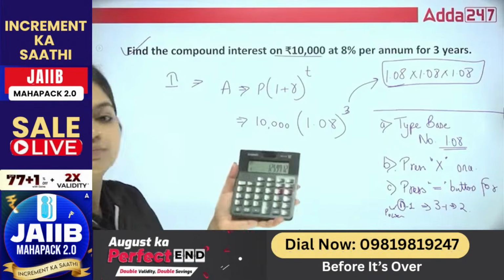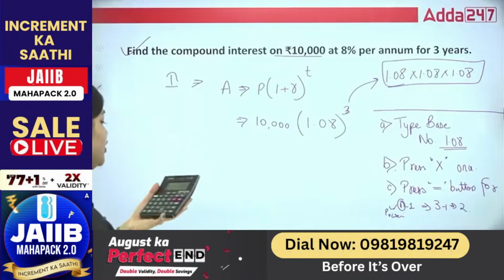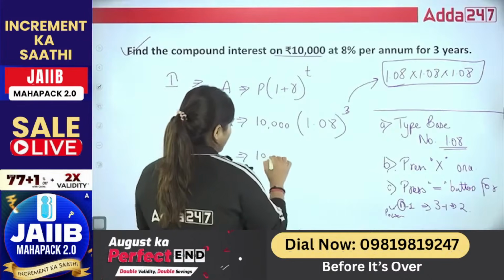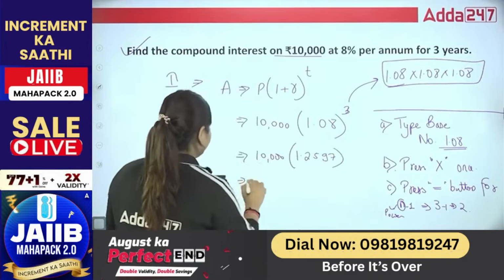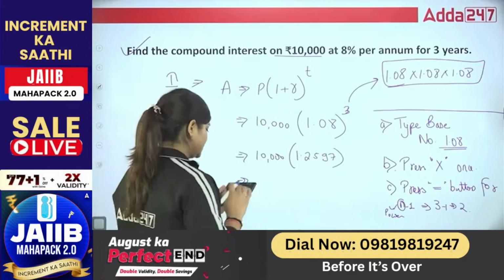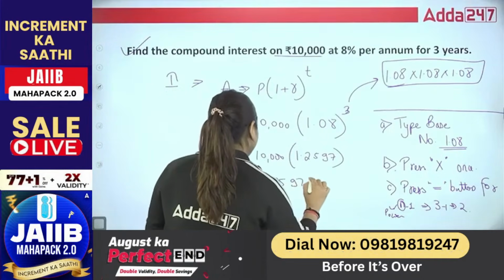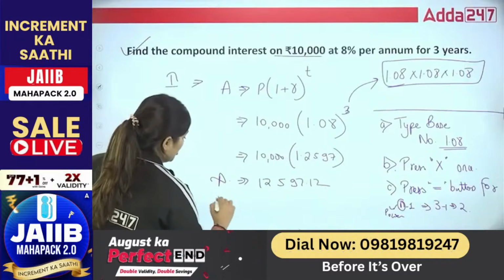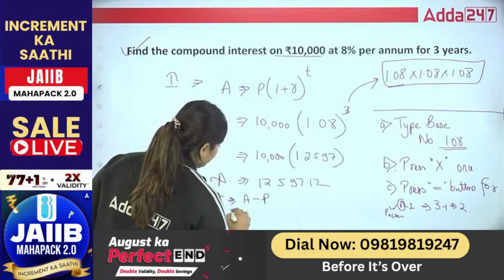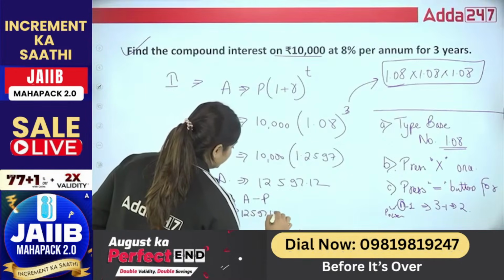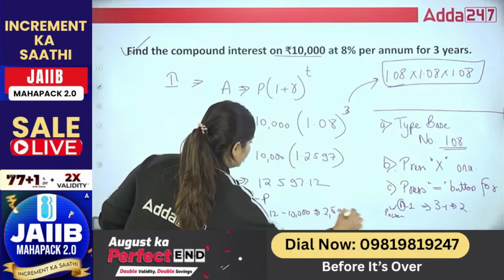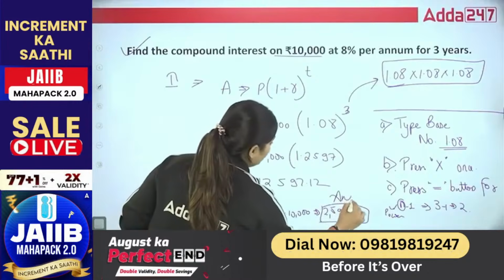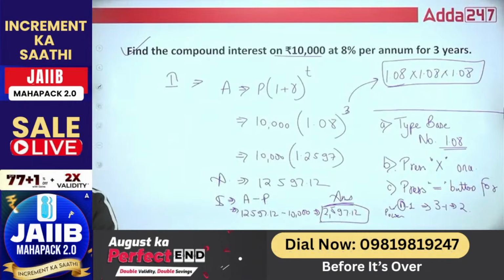1, 2. What is the answer on your screen? 1.2597. Yes. So 10,000 multiplied by 1.2597, this is your 12597.12. This is your accumulated amount. For interest, subtract this accumulated amount from the principal amount. 12597.12 minus 10,000, your answer is 2597.12. This is your final answer. Okay. This is how we need to solve compound interest.